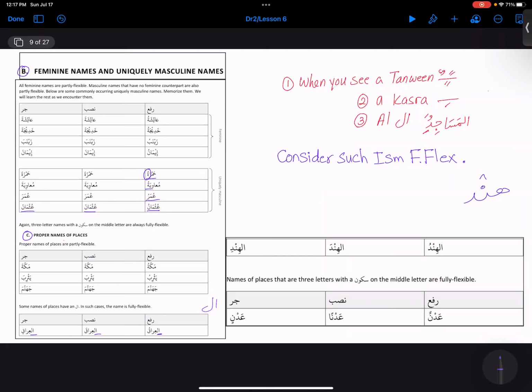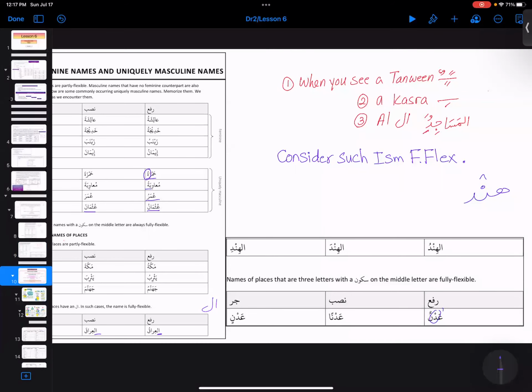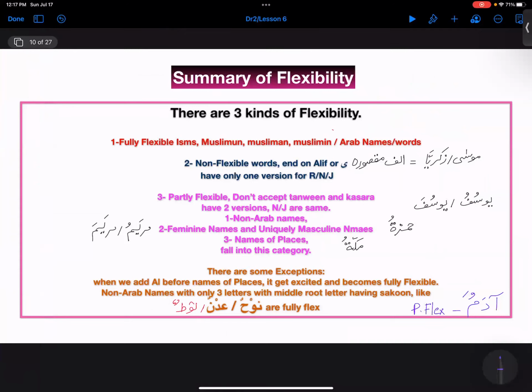Then we have adnun, adnan, and adnin. The same thing is happening over here. Dal has sukun, three root letters, so now it is fully flexible. So these are some exceptions. Now, what is the summary? What did we learn so far? We learned that there are three kinds of flexibility. Fully flexible: how are we going to remember which words are fully flexible? Muslimun chart, and Arab names and Arab words. All Arab names, all Arab words, are fully flexible.